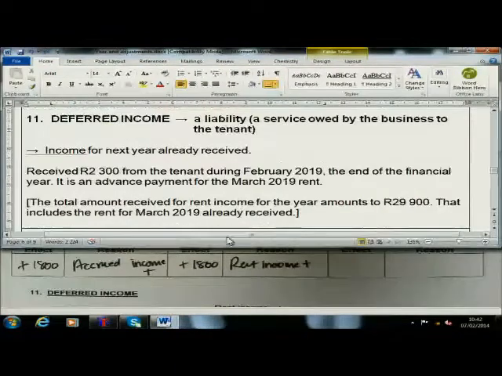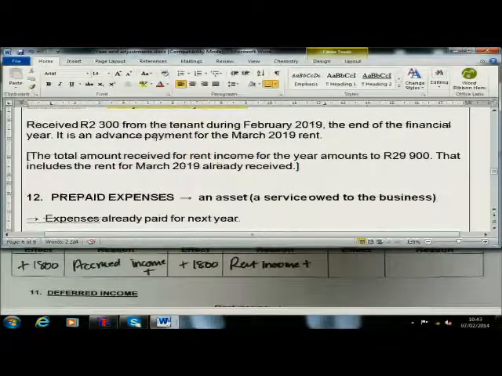Deferred income. Deferred income. Income for the next year already received. So we received in advance. We receive money in advance. Why is it a liability? Because we already received the money, we owe the service to the tenant. If it is rent income, listen, they already pay us, for example, for the first month of the next year. So we owe them that service. And when you owe somebody something, it's a liability.